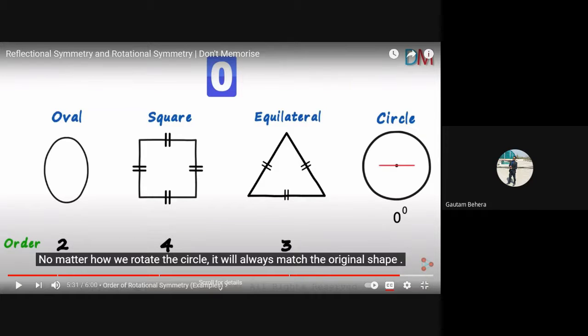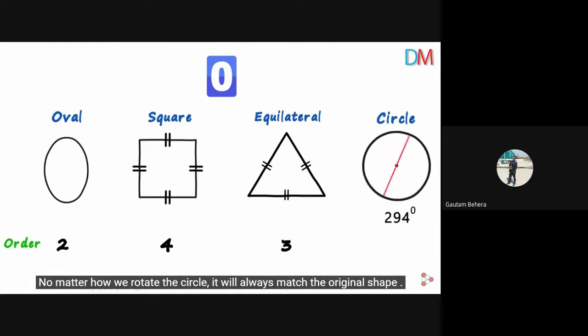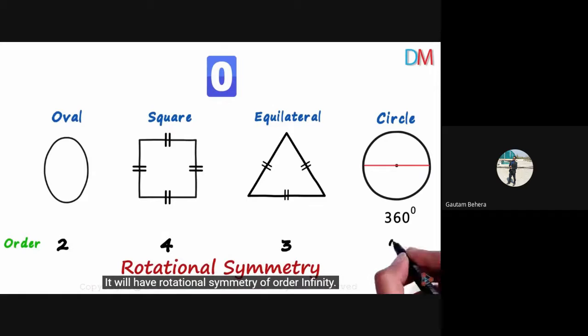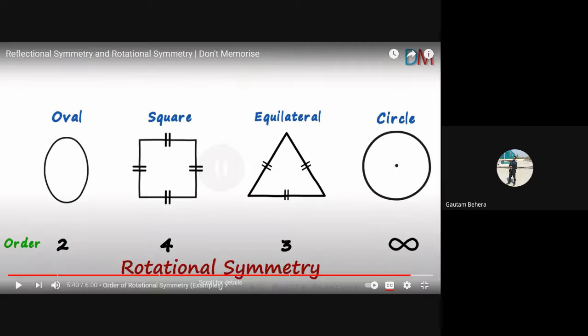The moment you try to rotate a circle at a very minimum angle, it will come into self coincidence, or you can reproduce the same structure of circle, right? So it will be infinite, right? Just have a look. No matter how we rotate the circle, it will always match the original shape. It will have rotational symmetry of order infinity. Is it okay now? Yes, sir.